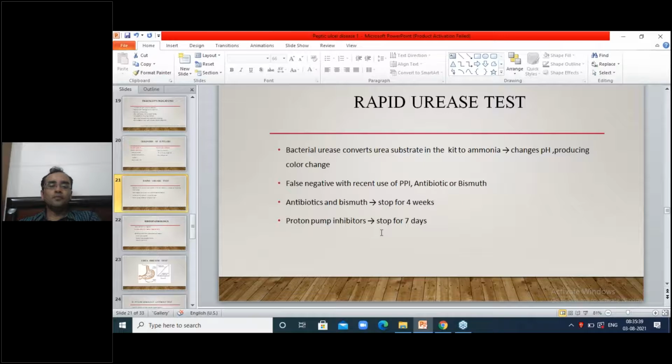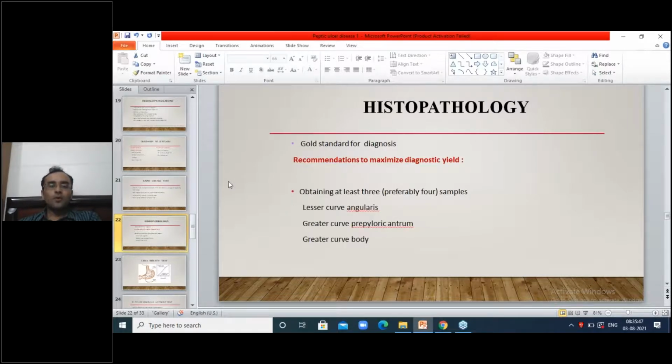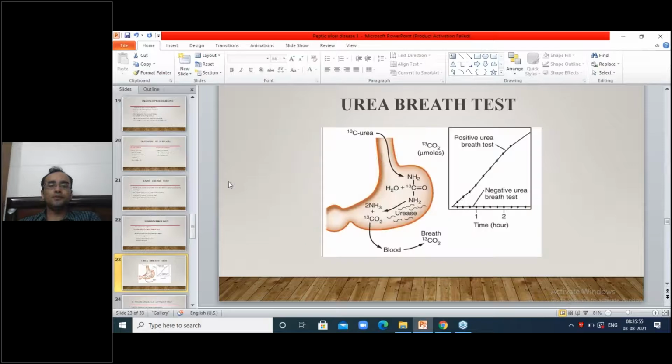And similarly, if the patient is on PPIs, they need to be stopped at least 7 days prior to doing the endoscopy. So I already told you about histopathology, that it is the gold standard for diagnosis. And to optimize the procedure, you need to take biopsies from at least these 3 sites.